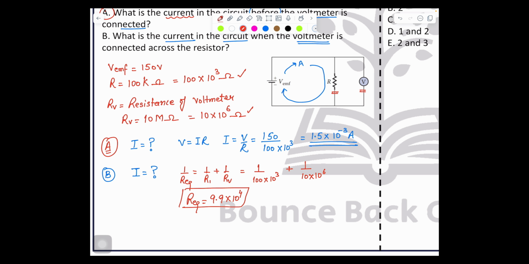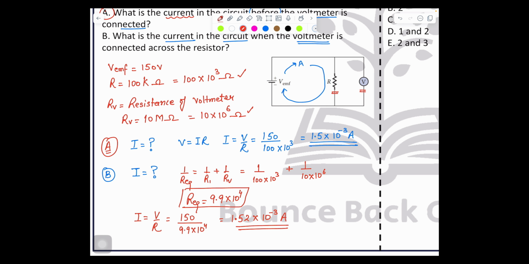So we are looking for I is equal to V over R. V is 150 divided by R, which is 9.9 times 10 raised to power 4. So now our answer is 1.52 multiplied by 10 raised to power negative 3 ampere.